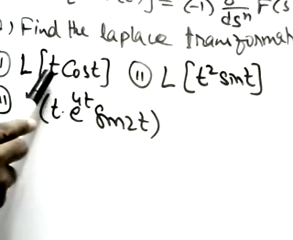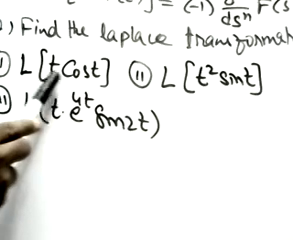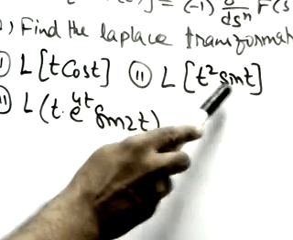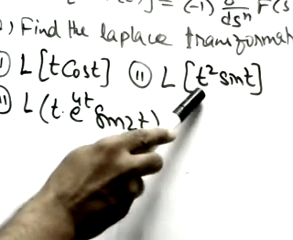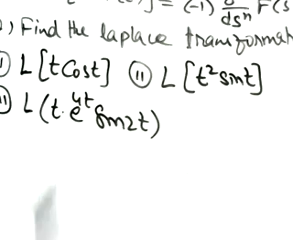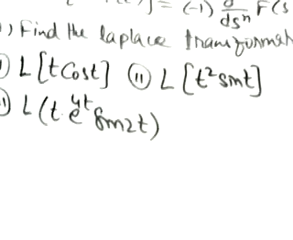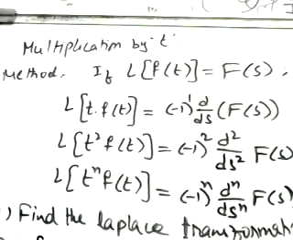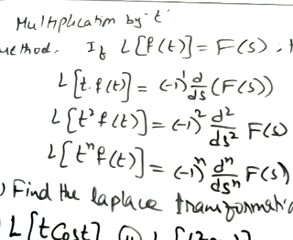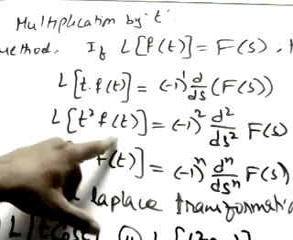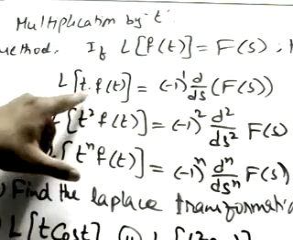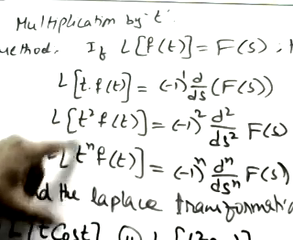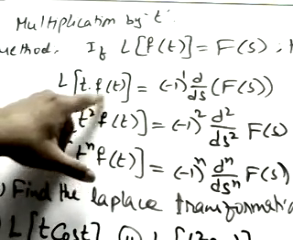Whenever you see a question in which some function is multiplied by t or t square or whatever power of t, then we have to use the method of multiplication by t. So let me first understand what the method is. Suppose you have some function multiplied by t, t square, or t cube, whatever it is, the powers of t.